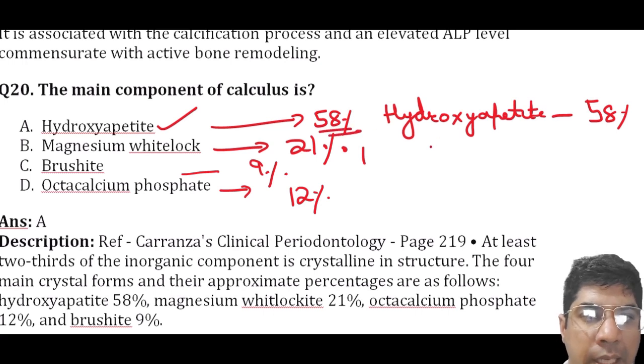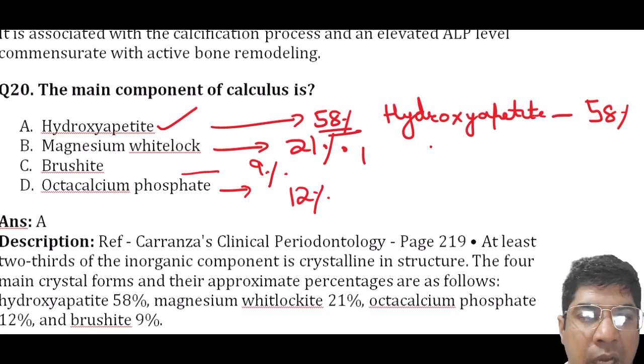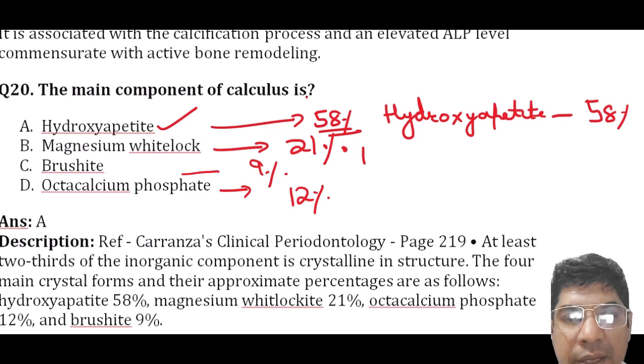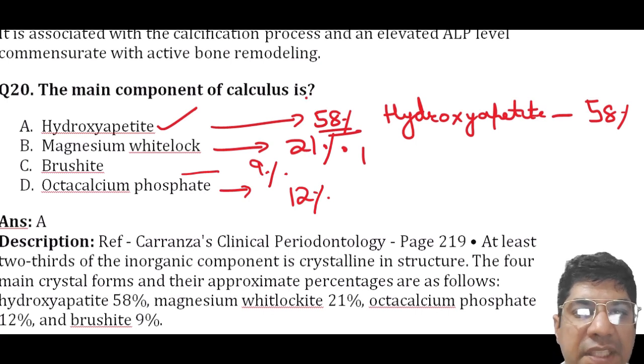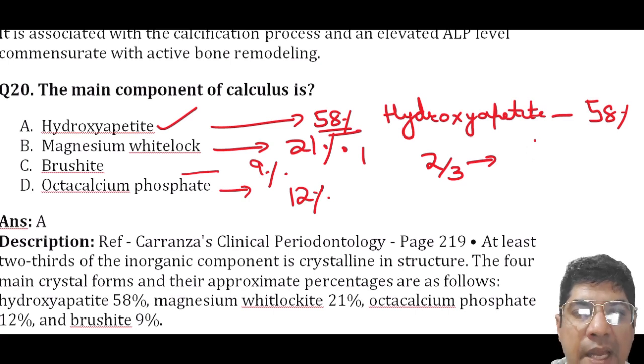So the inorganic component of the calculus includes calcium, phosphorus, carbon dioxide, and small amounts of magnesium, sodium, zinc, strontium, etc., silicon, iron, and fluorine. The crystalline structure: more than 2/3 of the inorganic component has a crystalline structure. So what are the crystals? The main crystals are hydroxyapatite, magnesium whitlockite, octacalcium phosphate, and brushite.